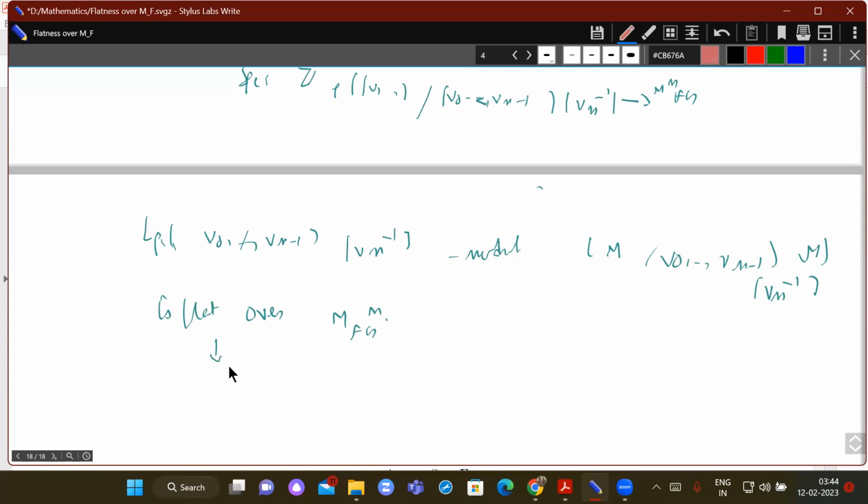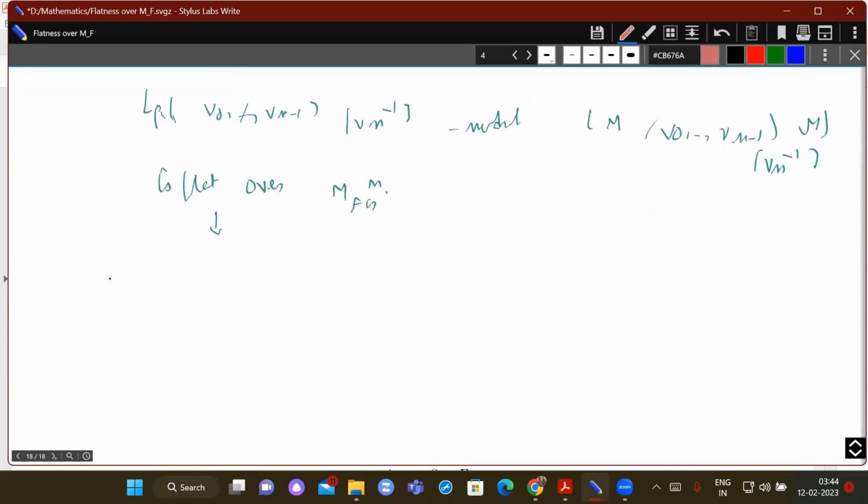So this implies that it suffices to prove that every quasi-coherent sheaf is flat. And yeah, for time reasons I won't prove this. So yeah, I'd like to stop here. Stop recording.